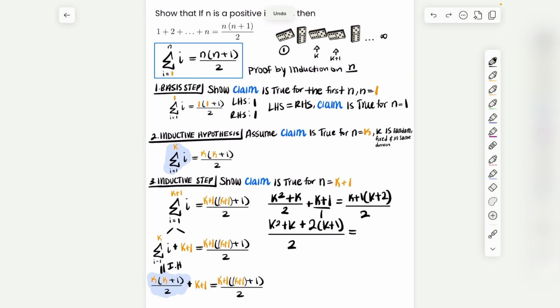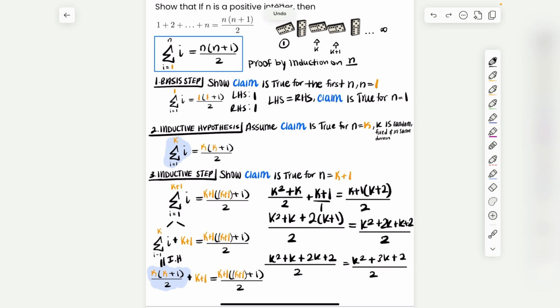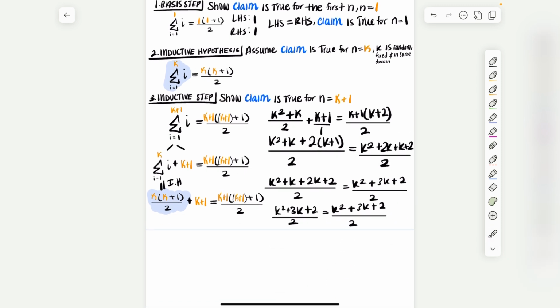Then here you can distribute the k plus 1. So k times k, that's k squared. k times 2, that's plus 2k. 1 times k, that's k. 1 times 2 is 2. And then all over 2. On the left-hand side we have k squared plus k, and then here that becomes 2k plus 2, all over 2, and on the right-hand side we have k squared plus 3k plus 2 all over 2. Here this is 1k plus 2k, that's 3k, and then the k squared and the plus 2 can just drop down, and we have it all over 2.